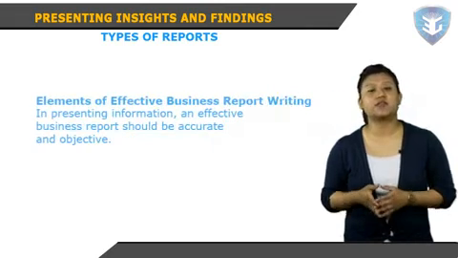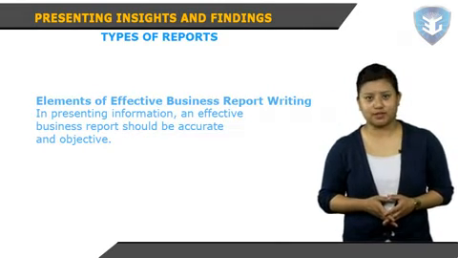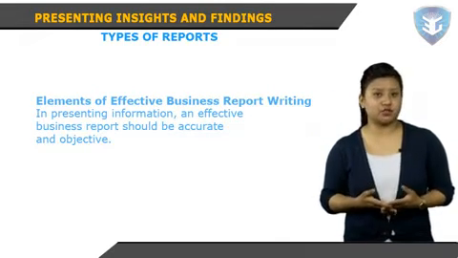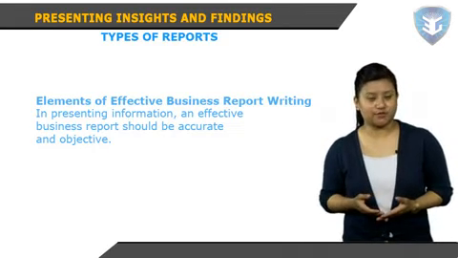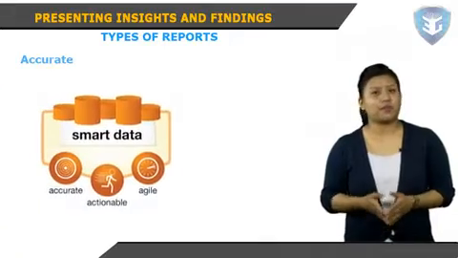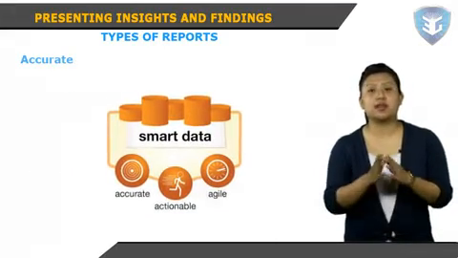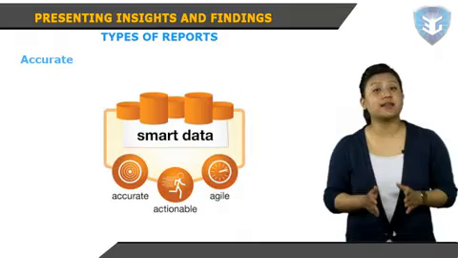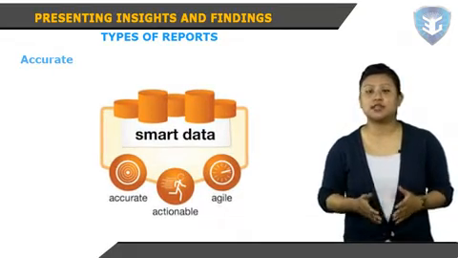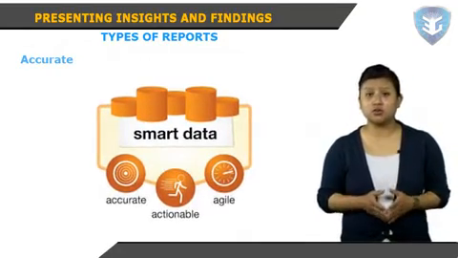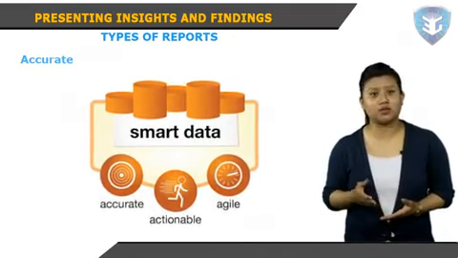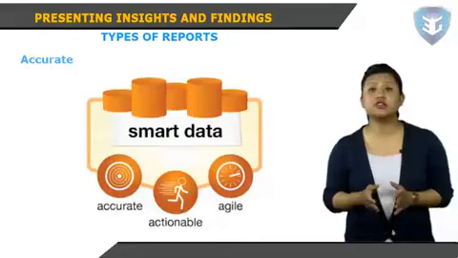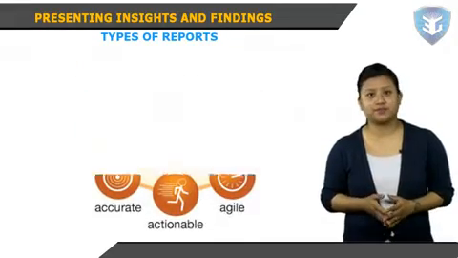The elements of effective business report writing. In presenting information, an effective business report should be accurate and objective. Accurate. Accuracy in a business report includes accuracy of information and accuracy of writing. Since the information in a business report is used to make decisions, inaccurate information can lead to inaccurate decisions. Therefore, make sure the facts are right.